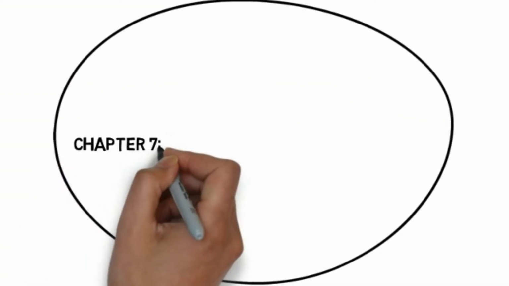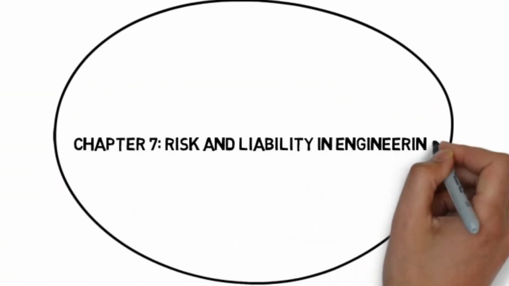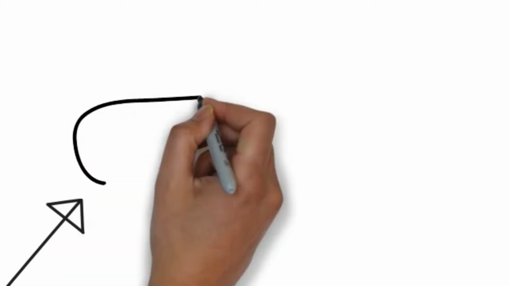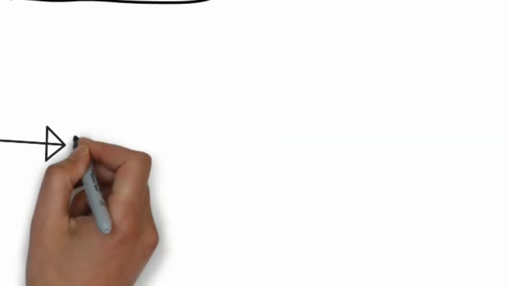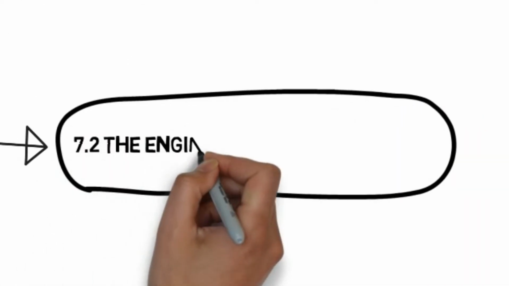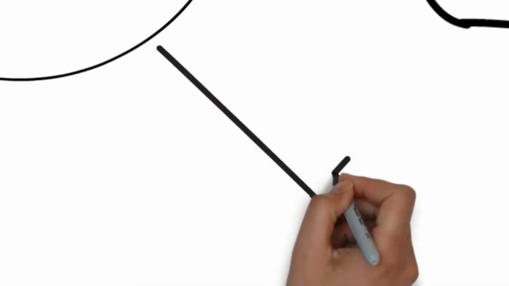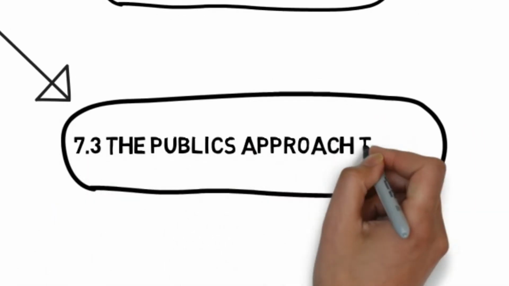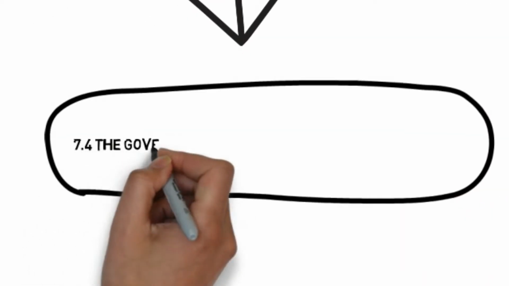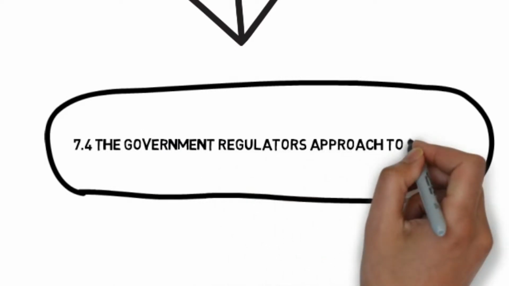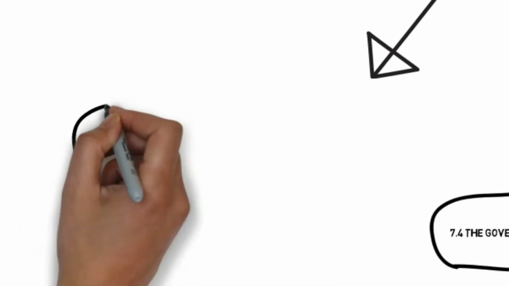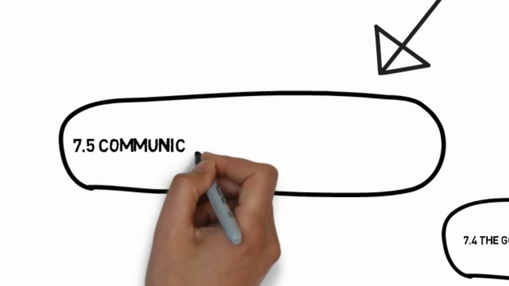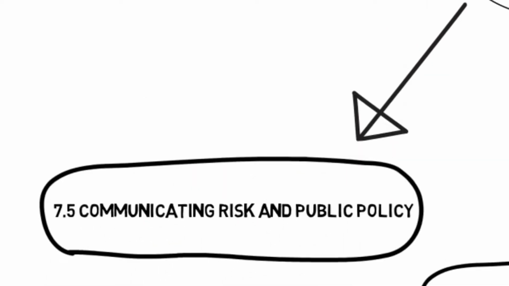Hello everyone, so today we will learn together about risk and liability in engineering. So the first topic is about the introduction. The second topic is about the engineer's approach to risk. Next is the public's approach to risk. Fourth is the government regulators' approach to risk. And then we will also learn about communicating risk and public policy.